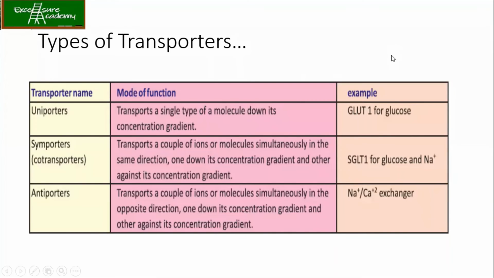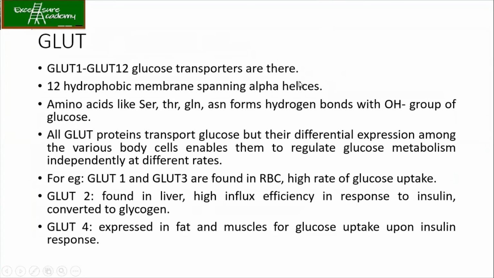Okay. So now let's take this example of GLUT. This is a glucose transporter, and we have got 12 types of glucose transporters, and each glucose transporter has got 12 hydrophobic membrane spanning alpha helices. So what does it mean? In a plasma membrane, we have got 12 times like this. So I say 12 times रहेंगे.